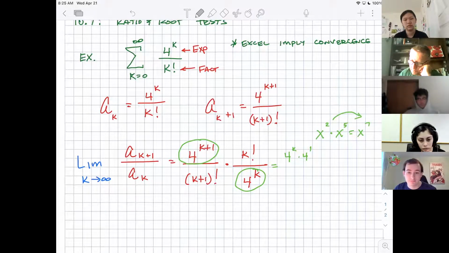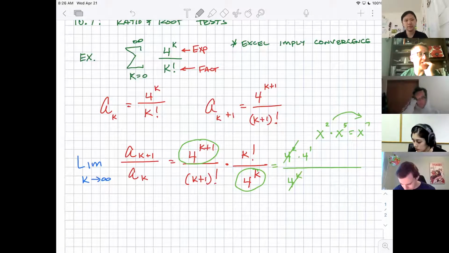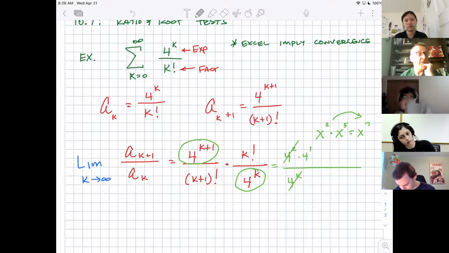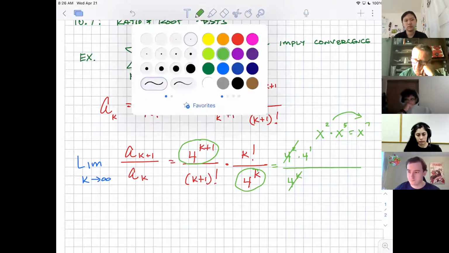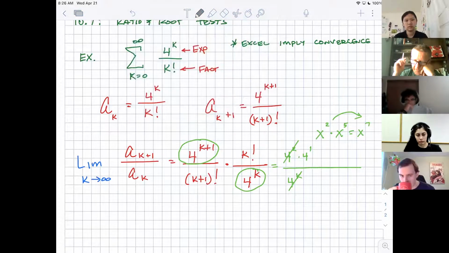And so that's cool, because now I can say these would cancel and that'd leave the 4 behind. In other words, 4 to the k plus 1 over 4 to the k, that's just 4. So I'm able to do something with this because we made a ratio out of it. What about this other business? What about k plus 1 factorial?